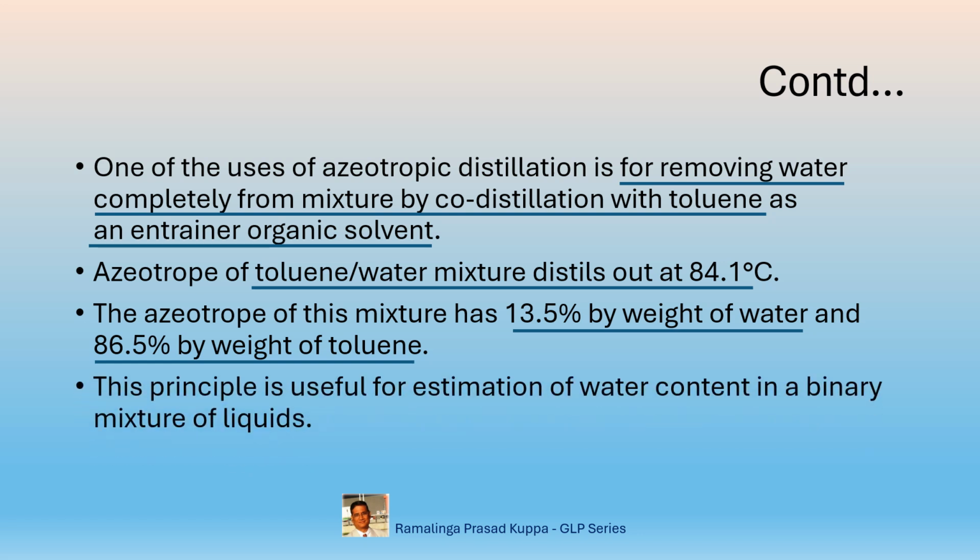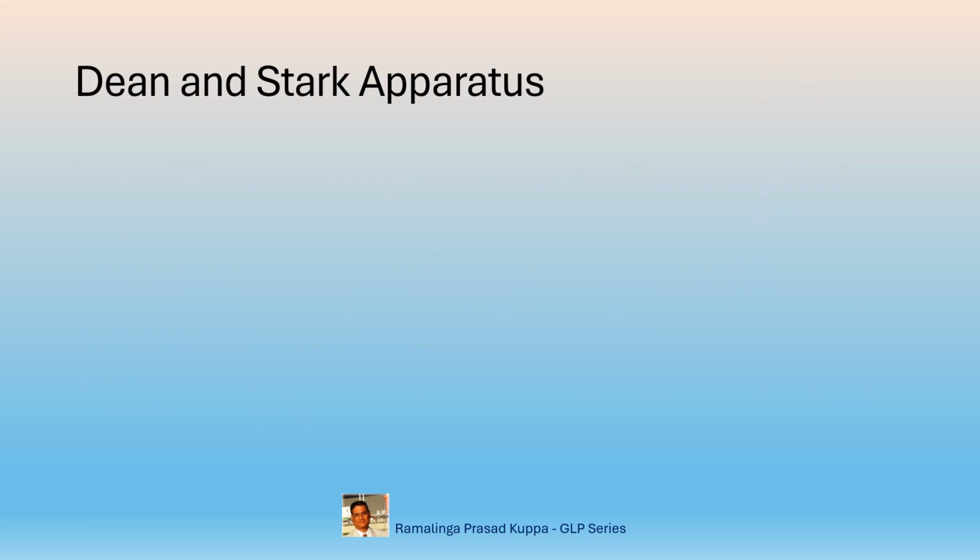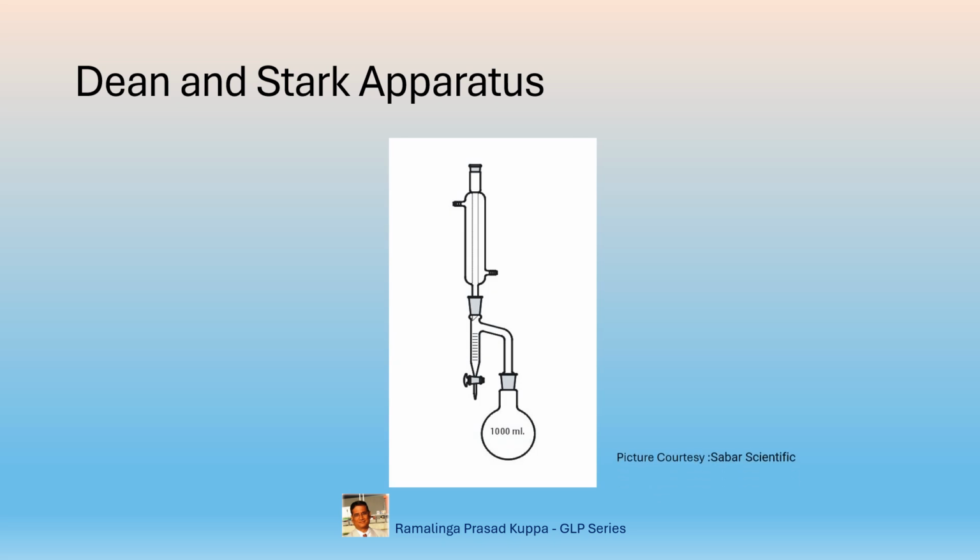This principle is useful for estimation of water content in any binary mixture of liquids. This technique is useful in the laboratory also for estimation of water content where determination by Karl Fischer is difficult. Dean and Stark apparatus. This is a wonderful benchtop simple apparatus for determination of water content.